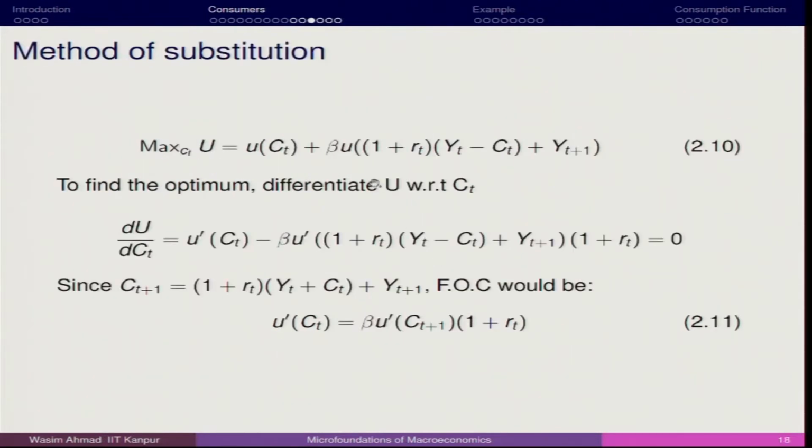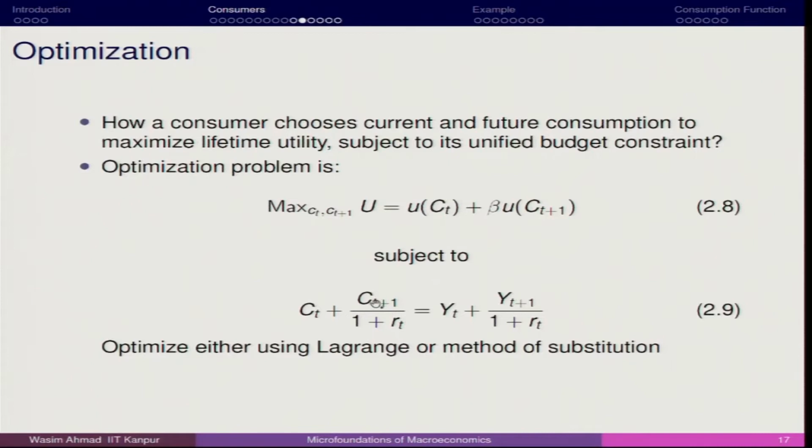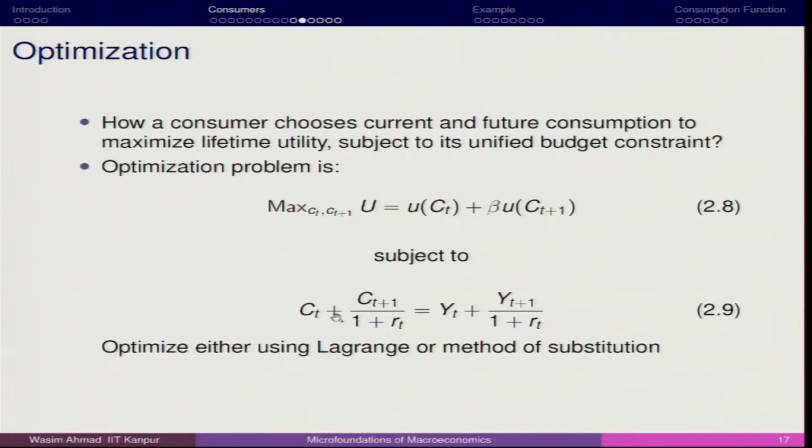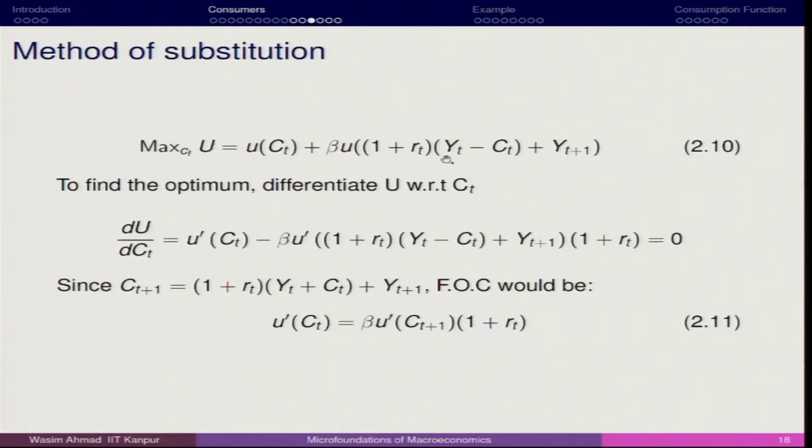So, if you solve for C t plus 1, this is what we are going to get. Here C t plus 1 becomes (1 plus R t)(y t minus C t) plus y t plus 1, which means that if I solve for C t plus 1 here, this is the expression that we get. I substitute this C t plus 1 in this, and this is how we get it.